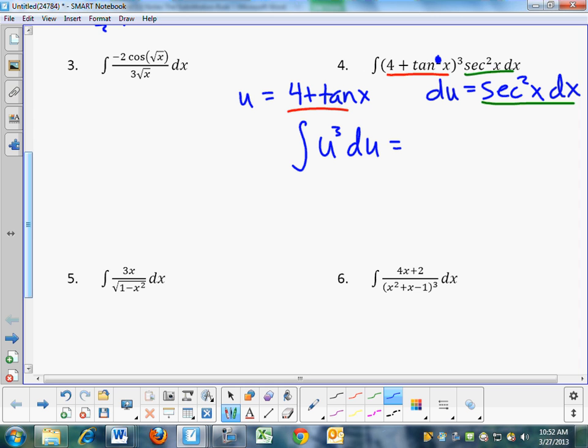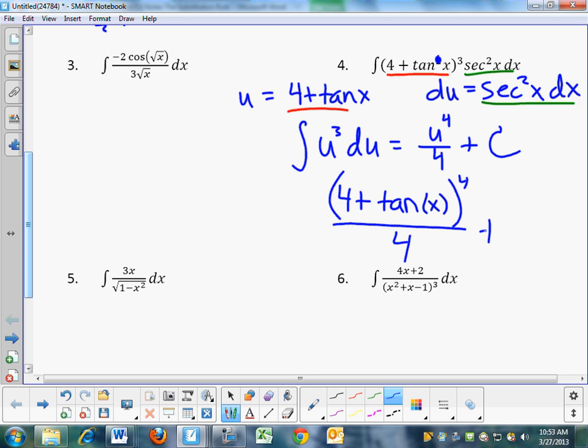If I take the antiderivative, I get u to the fourth over 4 plus c. Substitute u back in, so 4 plus tangent of x to the fourth over 4 plus c. To sometimes save space, the book will just say what u is and give you that portion of the answer. And that's fine. You need to plug it back in.